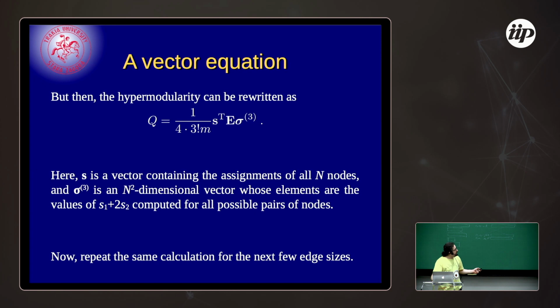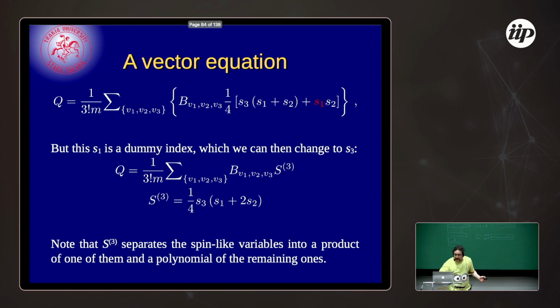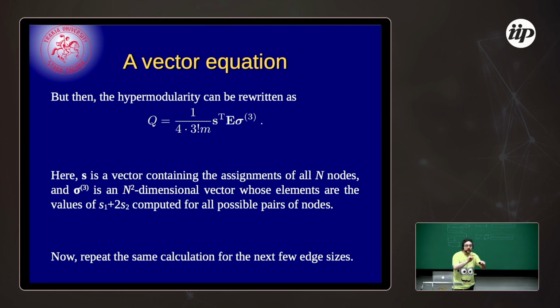So for k equals 3, we can write that the hypermodularity is literally this, where S transpose is the vector of the assignments of which community I put each node, which is dimension n. On the other side, I have this sigma 3, which is an n-squared dimensional vector, whose elements contain the values of this expression here, S1 plus 2S2, for all possible pairs of nodes, including the repetition.